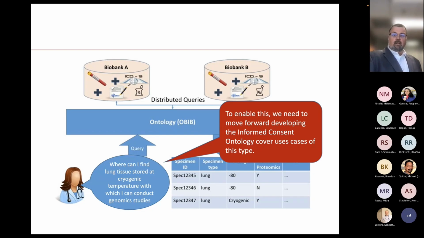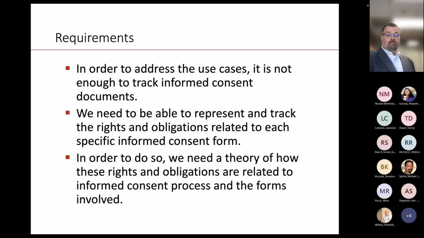So in order to enable this use case, we actually needed to move forward developing the informed consent ontology to cover these use cases. And the informed consent ontology is another OBO Foundry ontology that we worked with a lot during that time, and that really grew into a good resource for this. So it's important to note it's not enough to track informed consent documents, right? Because that'll be, in the end, not helpful in addressing the use case.